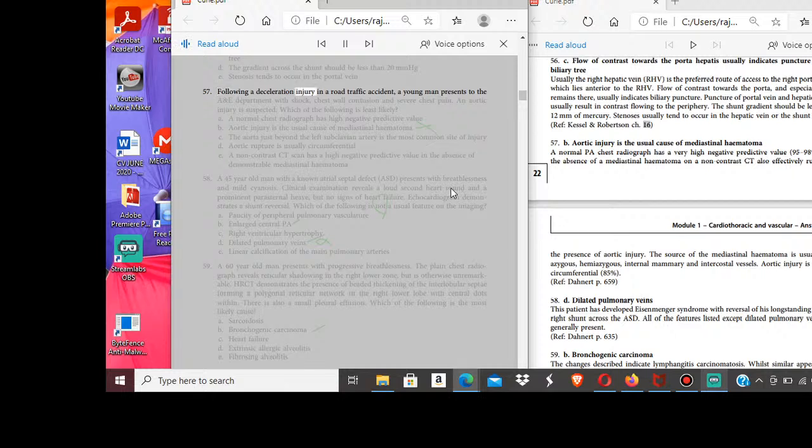57. Following a deceleration injury in a road traffic accident, a young man presents to the A&E department with shock, chest wall contusion, and severe chest pain. An aortic injury is suspected. Which of the following is least likely? A. A normal chest radiograph has high negative predictive value. B. Aortic injury is the usual cause of mediastinal hematoma. C. The aorta just beyond the left subclavian artery is the most common site of injury. D.